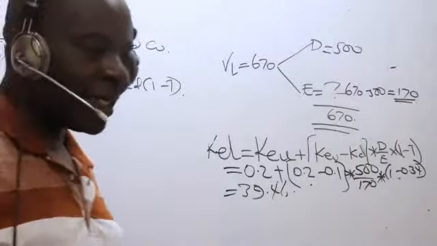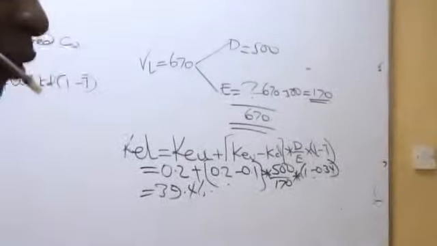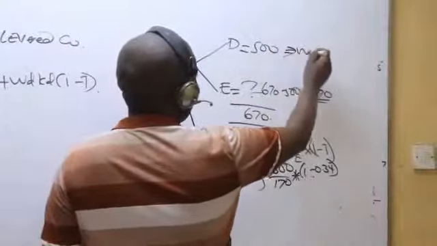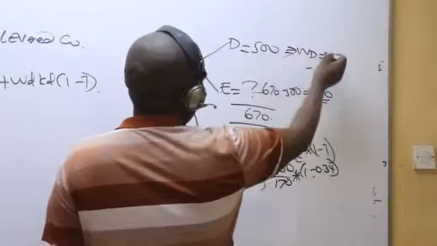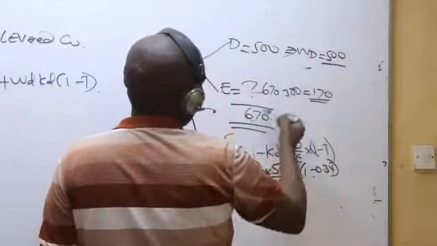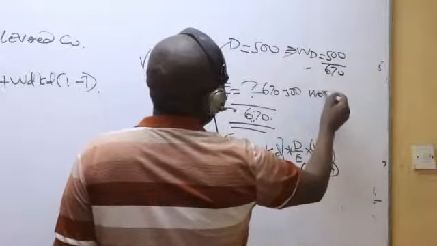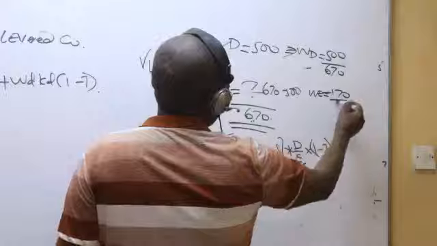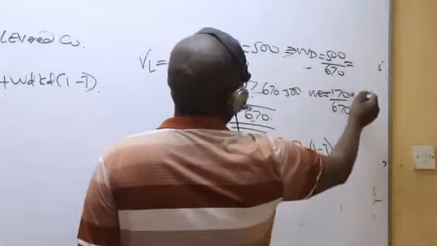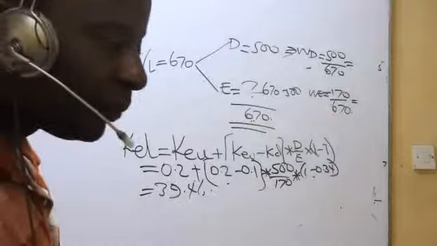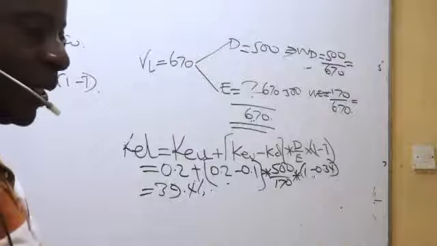Already you can see Lucy Allen has the weights. Thank you very much. So out of this, I should be able to get the weights. Look at this: the weight of debt of the levered firm will be 500 divided by 670. How about the weight of equity? It will be this 170 out of the total value. Two decimal places, please. Give me those weights.